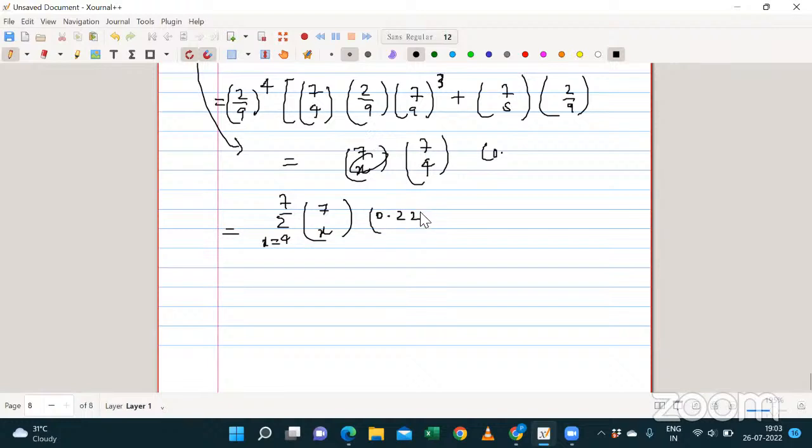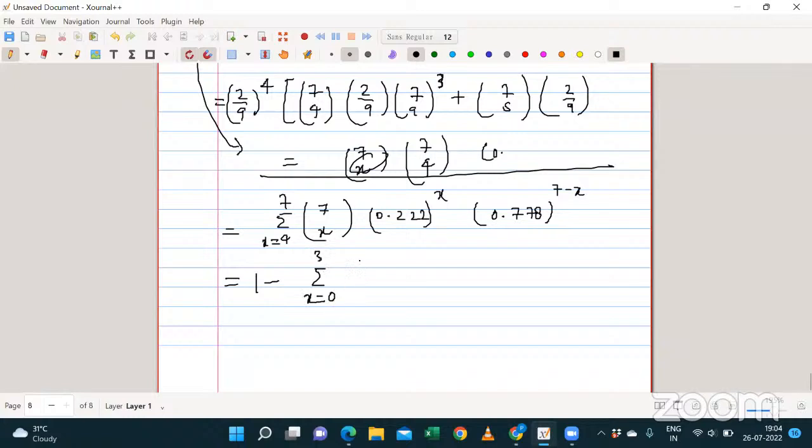So 2/9 I can write as 0.222 raised to the power x. And 1 minus 0.222, I can write as 0.778 raised to the power 7 minus x. You need to calculate this, or you can do 1 minus the summation x equal to 0 to 3 of 7Cx 0.222 raised to the power x and 0.778 raised to the power 7 minus x.